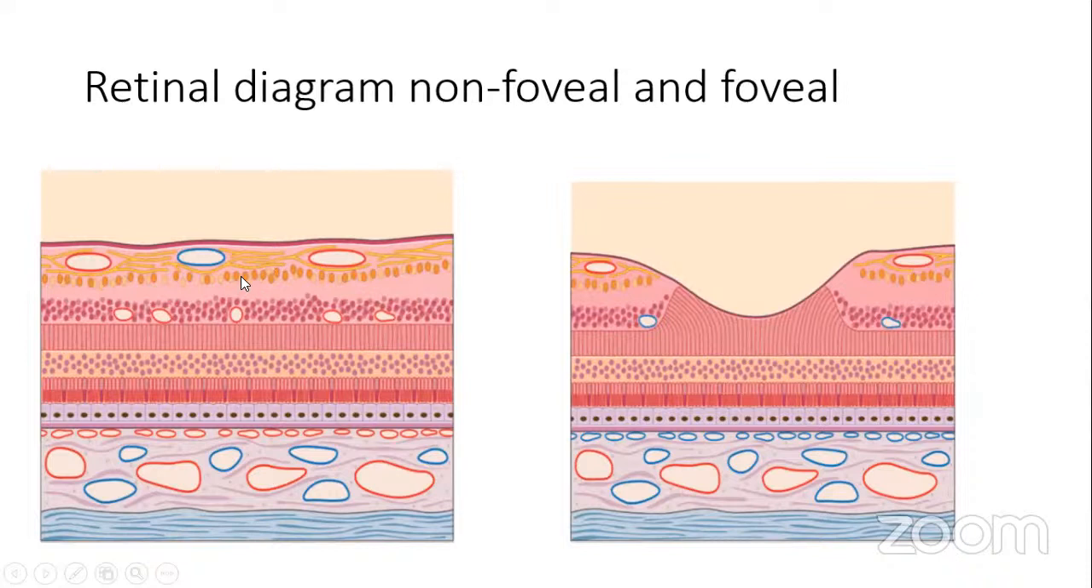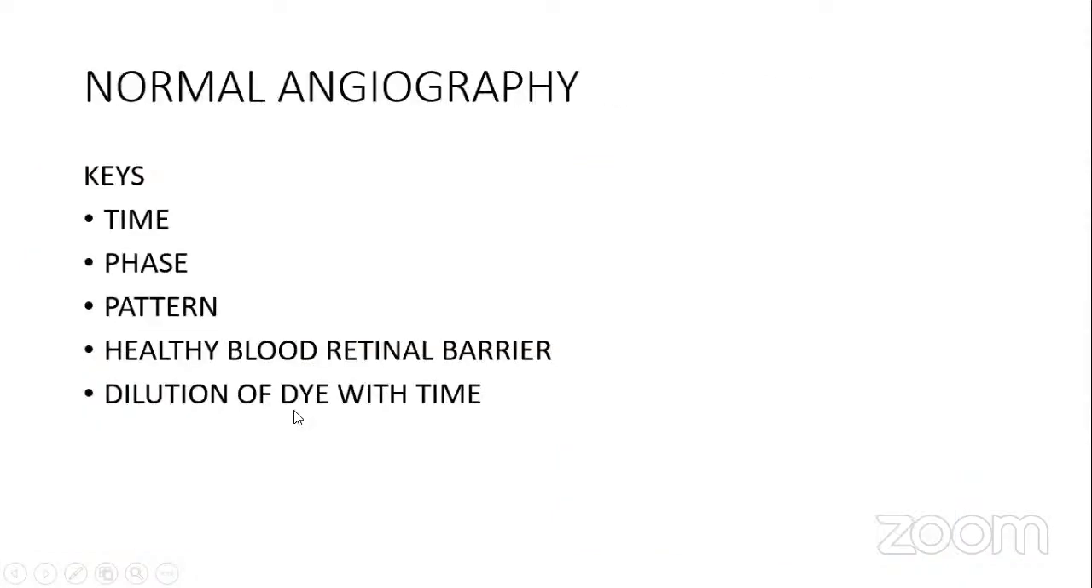So this is the ganglion cell layer. This is your nerve fiber layer. Then you come to the outer nuclear layer. This is the outer plexiform layer. This is your inner nuclear layer. So all the way down to the RPE. So I mentioned about our time, our phase, the pattern and dilation of time.